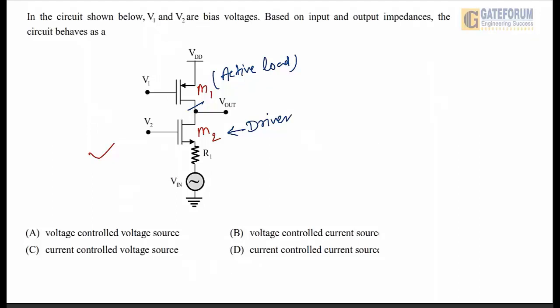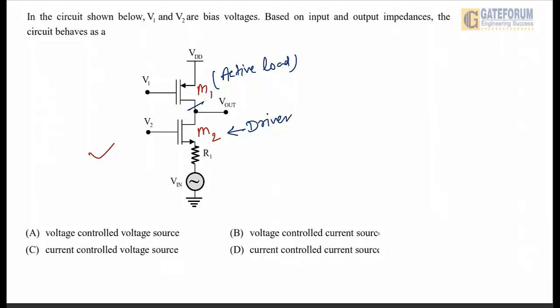Now here you can see that the AC signal is given to the source terminal of this M2 transistor, and V2 will be at ground, so the gate will be at ground as per the AC analysis. So this M2 transistor is working here as a common gate configuration of the MOSFET, or common gate amplifier. This is very similar to the common base of the BJT. So the characteristics of common base will be followed here for this common gate amplifier.